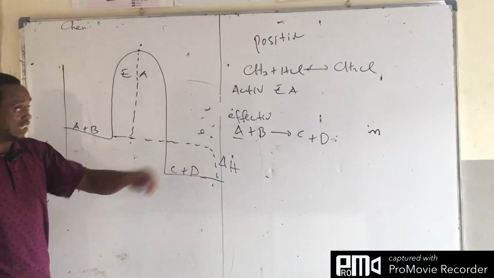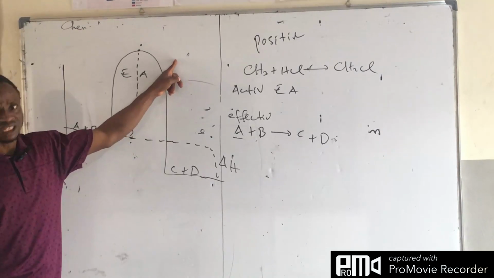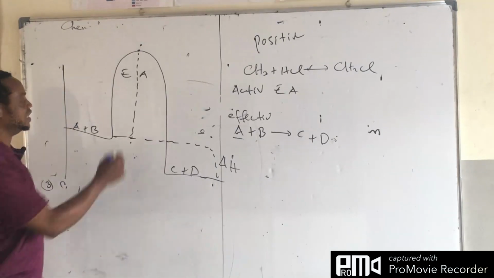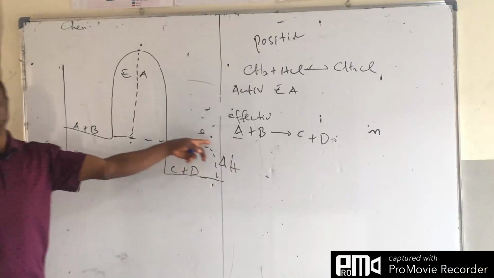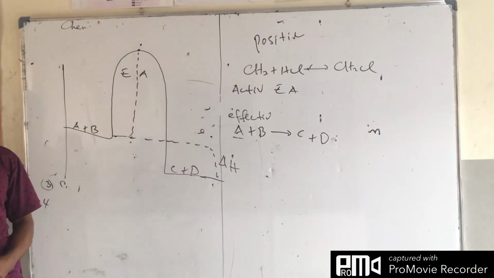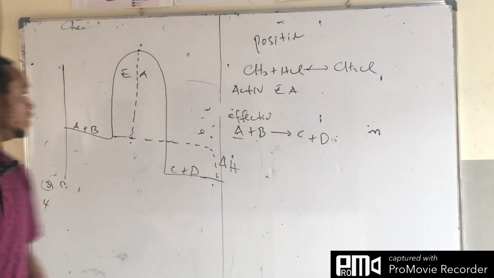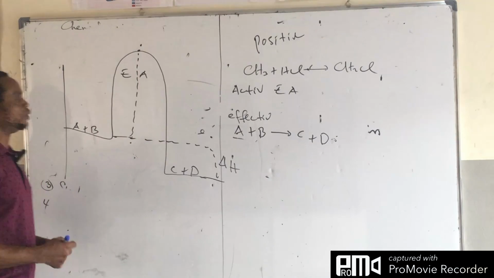So the energy A and B possess must overcome this energy. Otherwise, if it's less than this energy, there will be no collision. So sometimes you may have so many reactions taking place which may not give you any product. This is because this EA is more than the energy of the reacting particles. Understood? So that's what we have here. Let me explain this diagram very well, then we'll solve some problems.